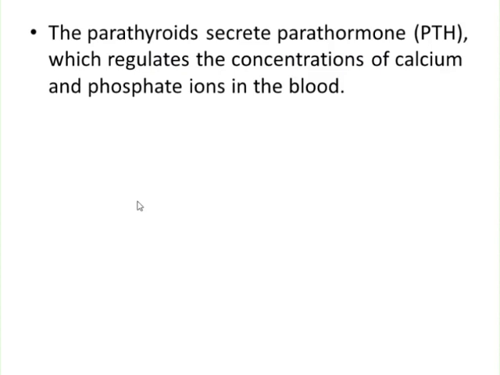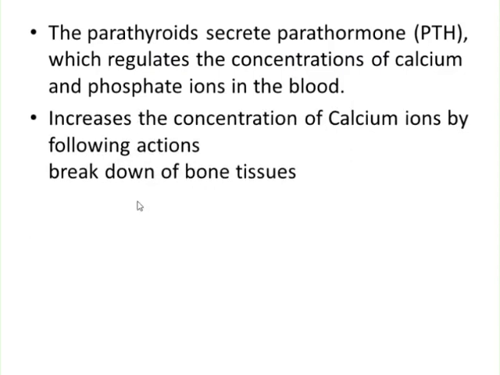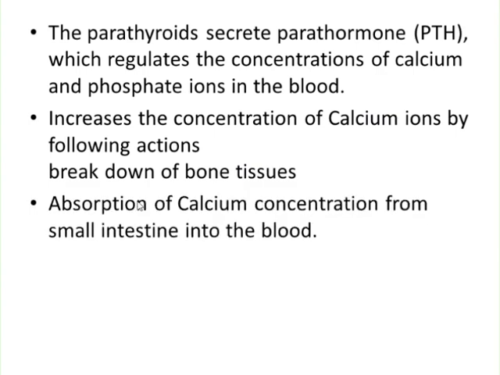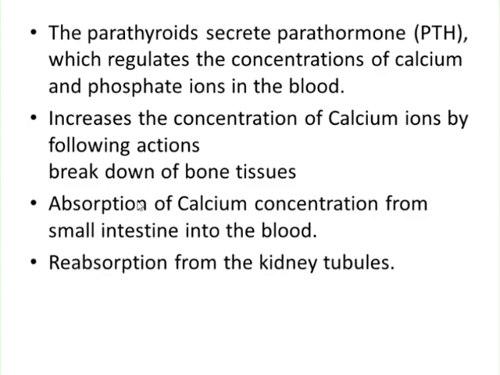The parathyroid gland secretes parathormone, which regulates the concentration of calcium and phosphate ions in the blood. It increases the concentration of calcium ions by the following actions: breakdown of bone tissues, releasing calcium ions into the blood, and increasing the absorption of calcium ions from the small intestine into the blood.